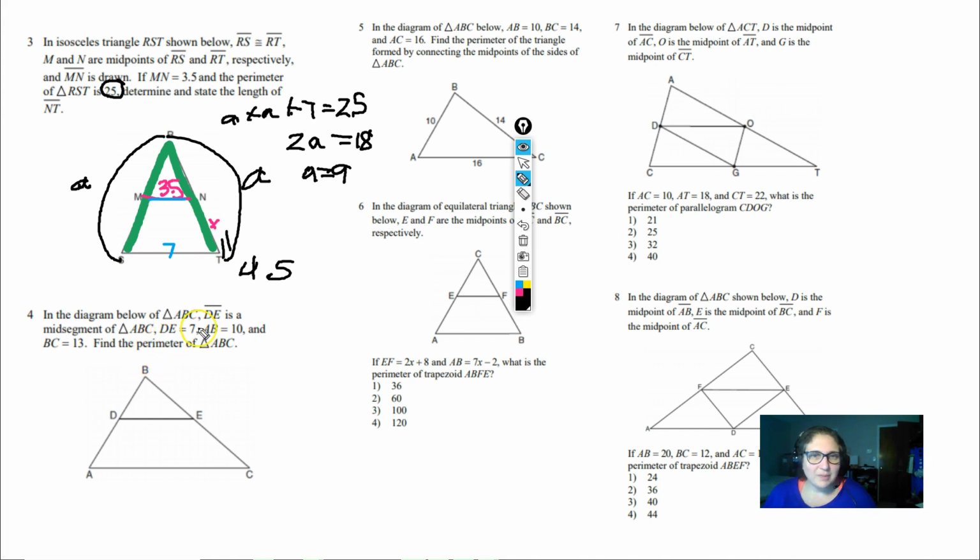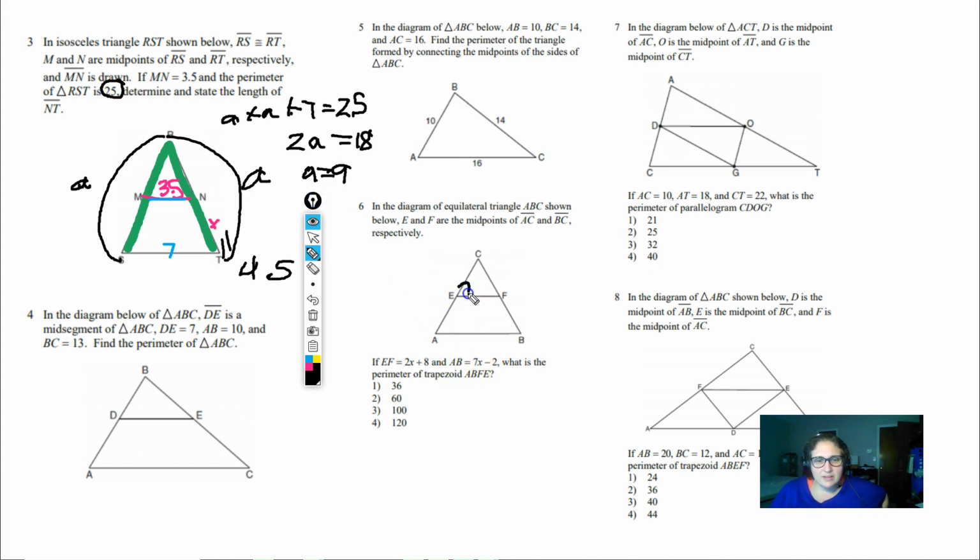So let's look here. I'm going to skip the perimeter because I don't think you're going to see a perimeter. Here it says EF, looking at number 6, is 2x plus 8. And it tells you AB is 7x minus 2. And it wants to know the perimeter of this trapezoid. Again, this is very similar. We know that 2 smalls equals 1 big. So all I'm going to do is 2 times whatever my small is, 2x plus 8, has to equal my 1 big that's parallel.